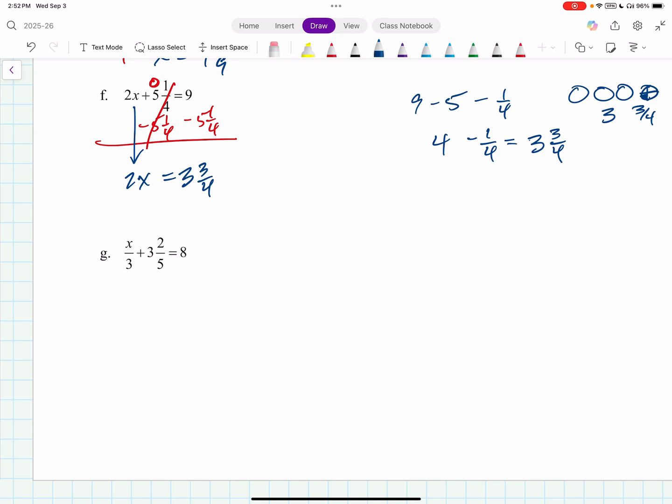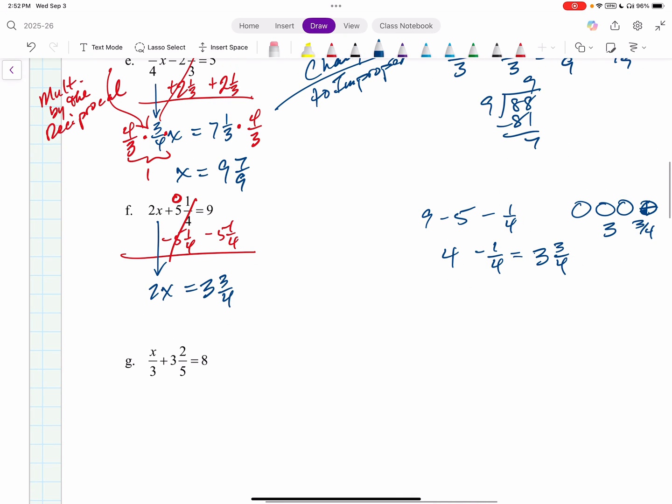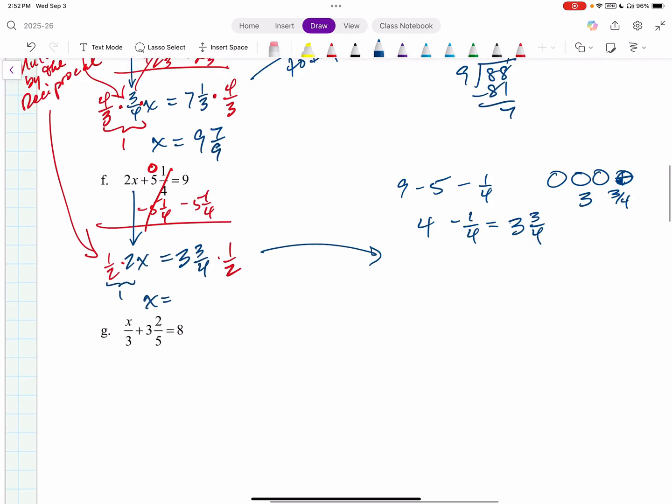Then you bring your answer over and then you finish up. Step 2, multiply by the reciprocal again, because you're dealing with fractions. So the reciprocal of 2 is 1/2. And then what you want to do is the 1/2 times 2 is 1. So you get x here on the left-hand side. And you got to figure out what 3 and 3/4 times 1/2 is. And again, this is the side work.